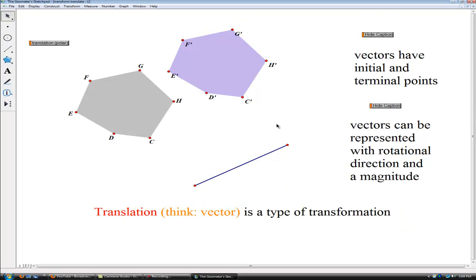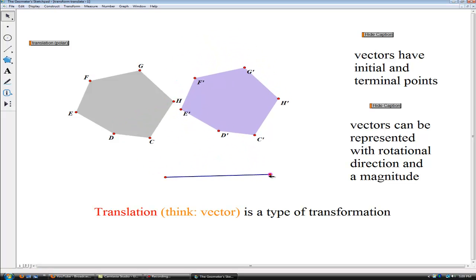And so what I can do here to illustrate that is, if I move this vector, you'll see that it is exactly the distance from D to D prime, from E to E prime, or from any point on this polygon to the corresponding point on its translation.